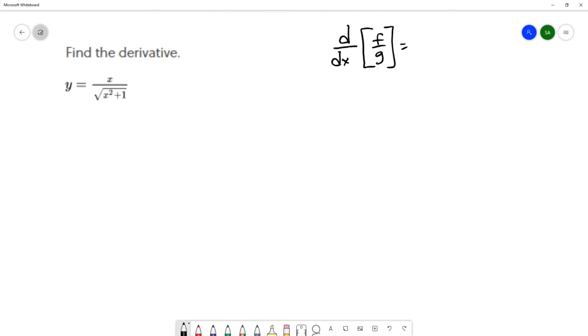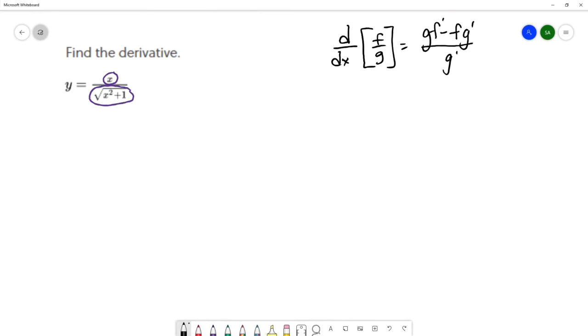And when you calculate the derivative of a fraction, you're going to do the bottom times the derivative of the top minus the top times the derivative of the bottom, over the bottom squared. And then when I look at the numerator and the denominator individually, the numerator is just x, and the derivative of that is easy to calculate. And when I look at the denominator, that looks a bit more complicated. So I want to think about that a little bit more.